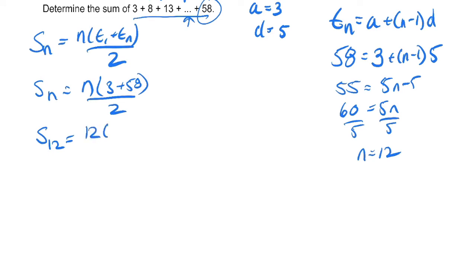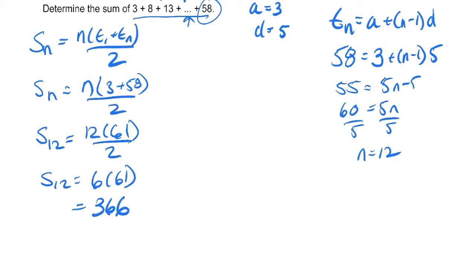So 3 plus 58 is 61, all over 2. So S of 12 is just really 6 times 61, which is 6 times 60 is 360, so this is 366. All right, so that was a little bit tricky only because we just had to do a little bit more work to actually determine what n is. But once we got n, we could just use our straightforward series formula.